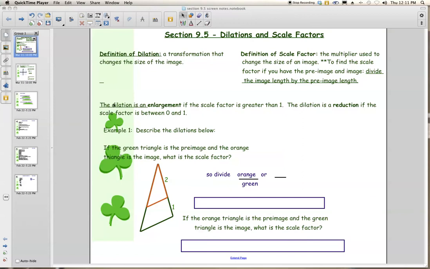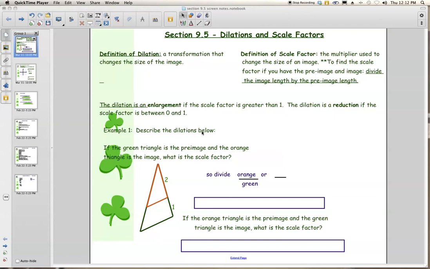We have two kinds of dilations. One's where the image is larger than the pre-image. That's called an enlargement. And then the scale factor between those two would be greater than 1. The dilation is called a reduction if the pre-image is bigger than the image, if the second image is smaller than the original. And in that case, the scale factor would be a fraction of some kind, 1/2, 1/3, something to that effect.